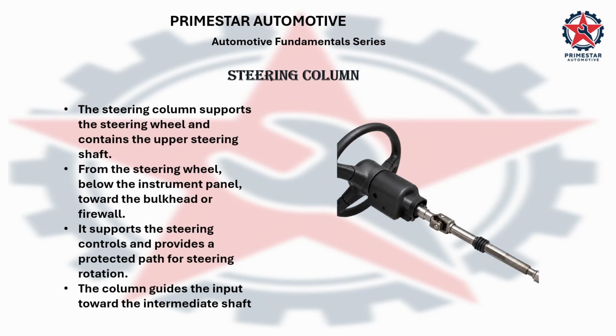Next is the steering column. The steering column supports the steering wheel and contains the upper steering shaft, located from the steering wheel below the instrument panel, towards the bulkhead or firewall. It supports the steering controls and provides a protected path for steering rotation. The column guides the input toward the intermediate shaft.